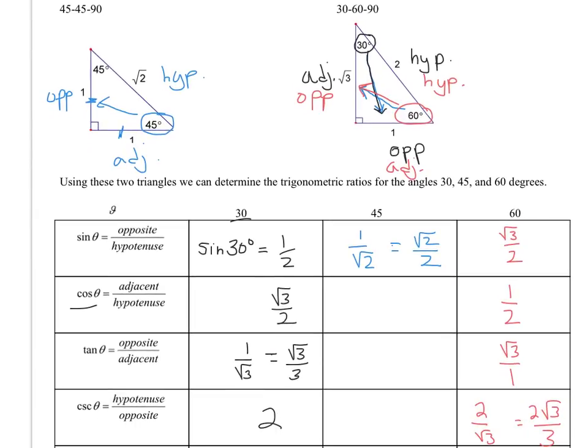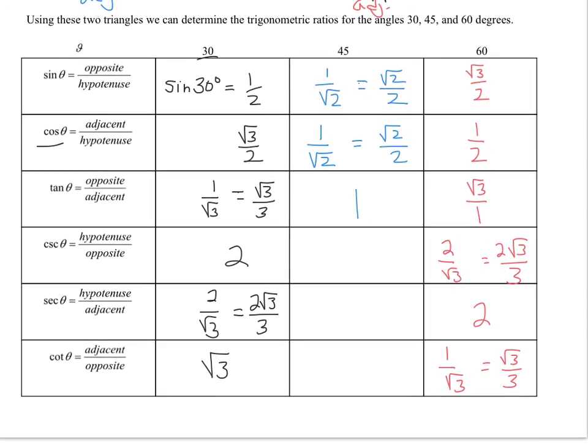The cosine is the same, so it's 1 over the square root of 2, which is square root of 2 over 2. So the sine and the cosine for 45 are the exact same. Tangent is opposite over adjacent, so that's 1 over 1, which is 1. And again, the rest of them I can just flip. So if I flip 1 over square root of 2, I get square root of 2. Same for the secant. And if I flip 1, I get 1.